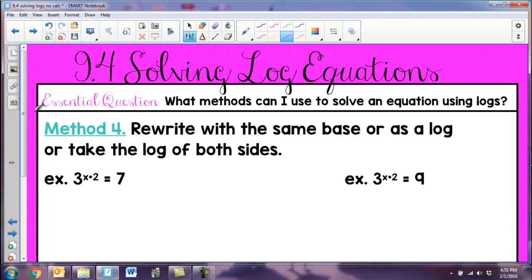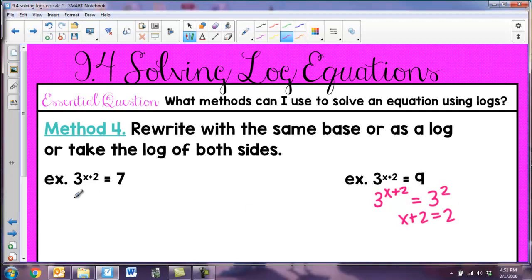So originally when we were faced with a problem like this guy, we would say, well, how could I rewrite these in terms of the same base so I could set the exponents equal? Well, that's not going to work here. 7 is not going to have the same base as 3. So if I had, for instance, a 9, this would be more straightforward, where I could say that 3 to the x plus 2 is equal to 3 squared, and then just set the exponents equal to each other and know that x must have been 0.